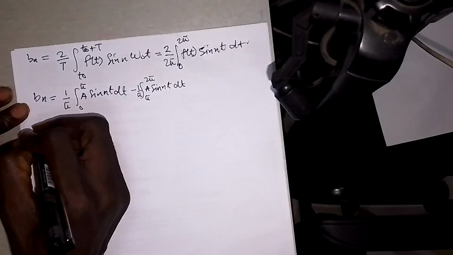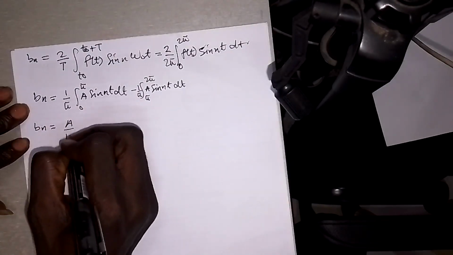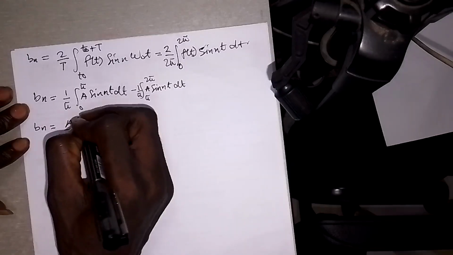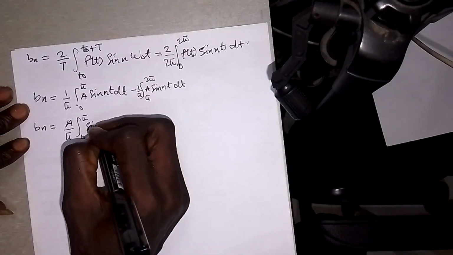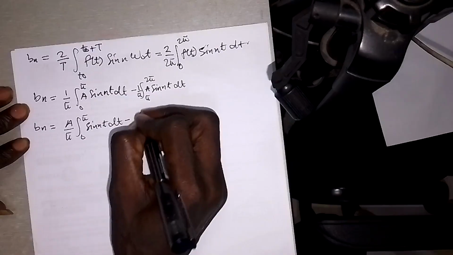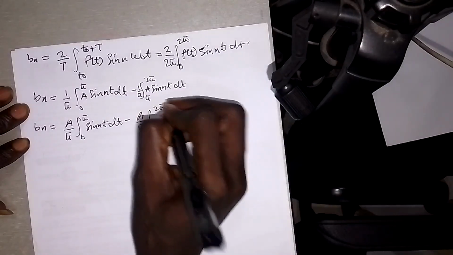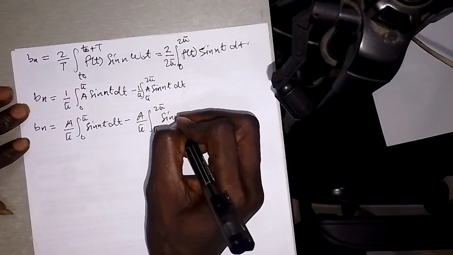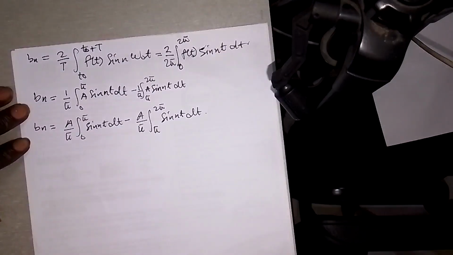So what are we going to have? So we're going to have Bn is equals to A over pi into the integral from 0 to pi of sine nt dt, minus A over pi into the integral from pi to 2 pi of sine nt dt. Alright, so this is what you're going to have here.